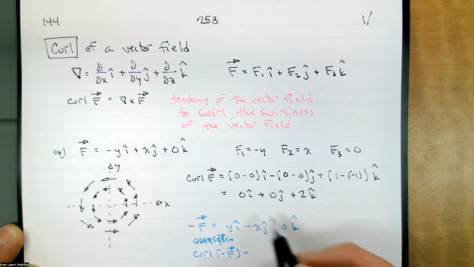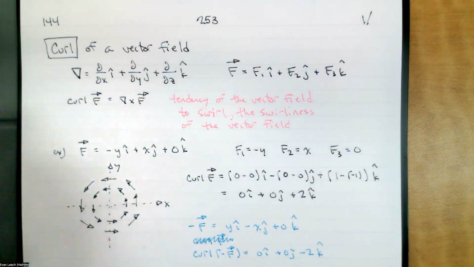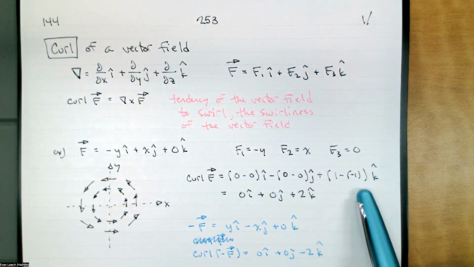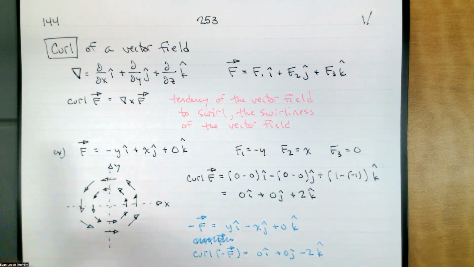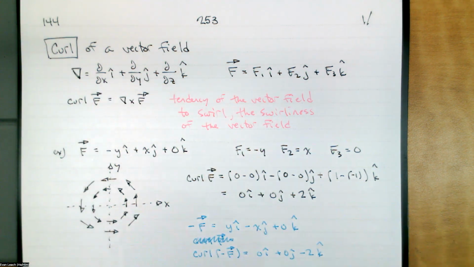So the curl of negative f will be 0i and 0j, but minus 2k, as our partial with respect to x will be -1, and our partial with respect to y will be +1. So -1 minus 1 will give us a negative. And so if we swirl around the other direction, once again, with this nice uniform swirling, now we're curling around this way, and our curl is going down into the page.